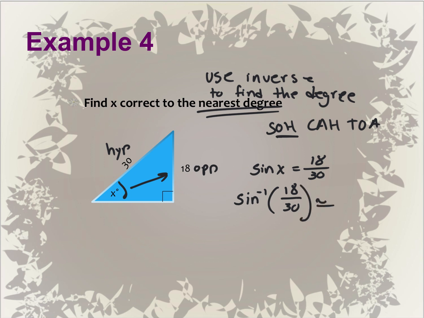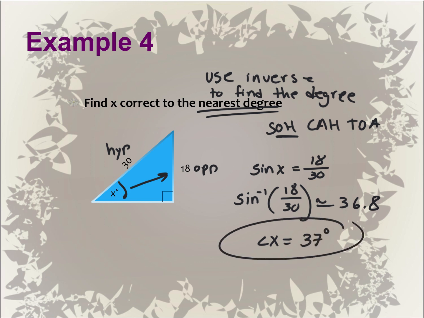When you plug it into the calculator, make sure you use the shift button. It's going to give us about 36.8, which is going to round angle X to be 37. 37 was the instruction to the nearest whole degree, so that would be our answer.